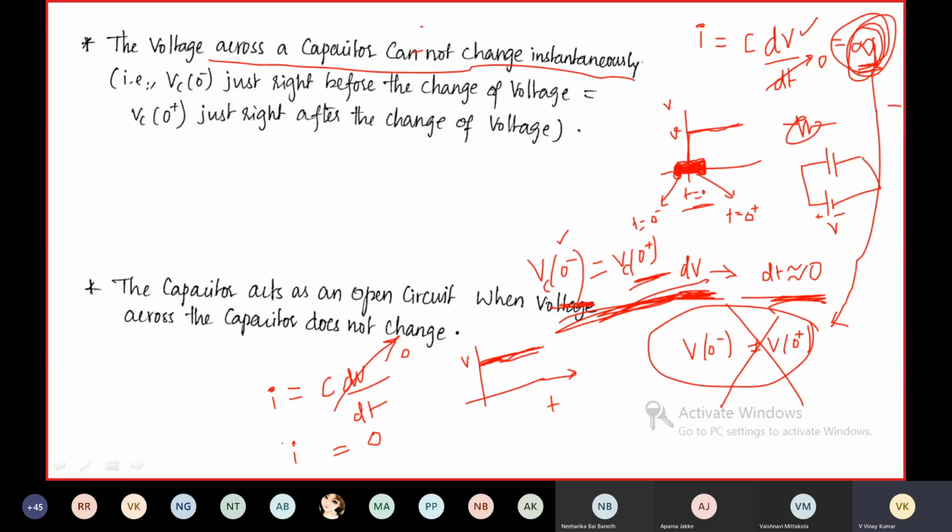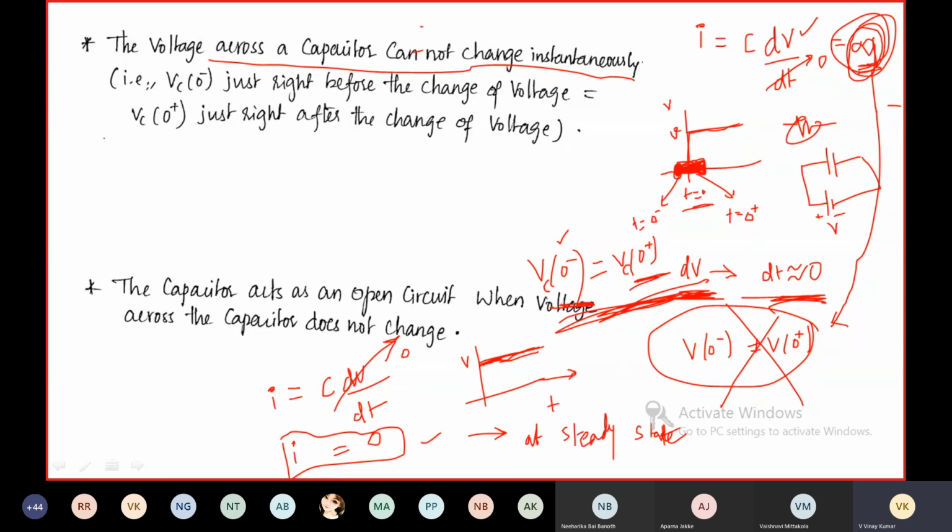Current becoming zero means the capacitor acts as an open circuit. So when a capacitor is subjected to DC voltage, it will act as an open circuit at steady state. At steady state only. At the transient state, it will not act as an open circuit. We will consider the steady state response. So under steady state DC voltage, the capacitor acts as an open circuit.